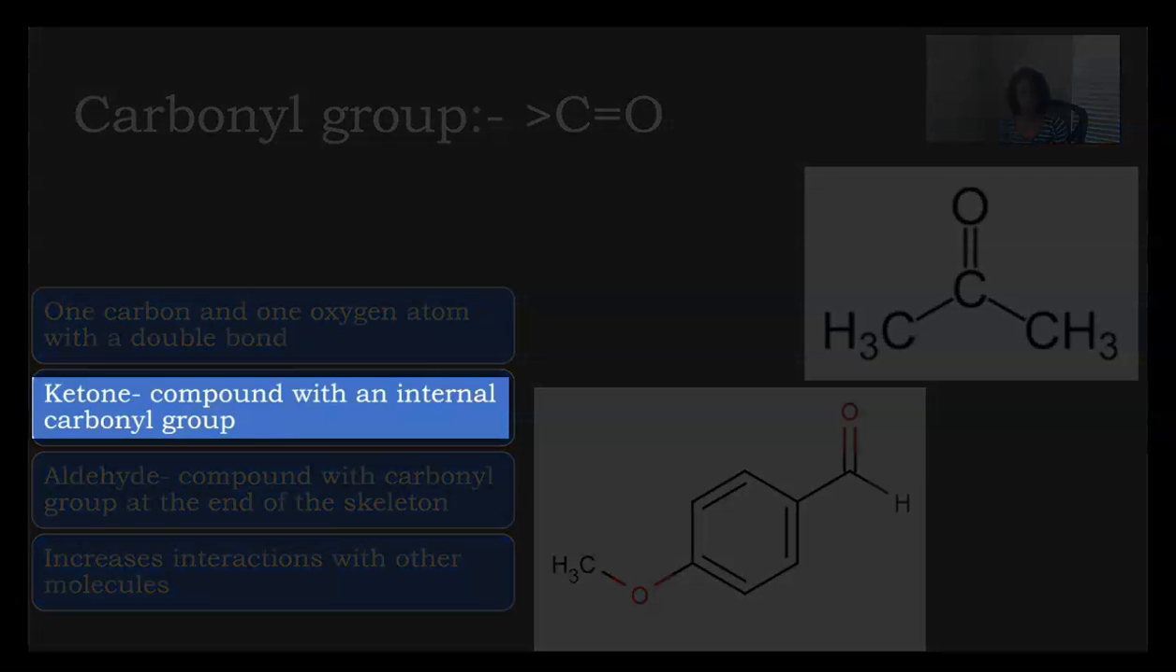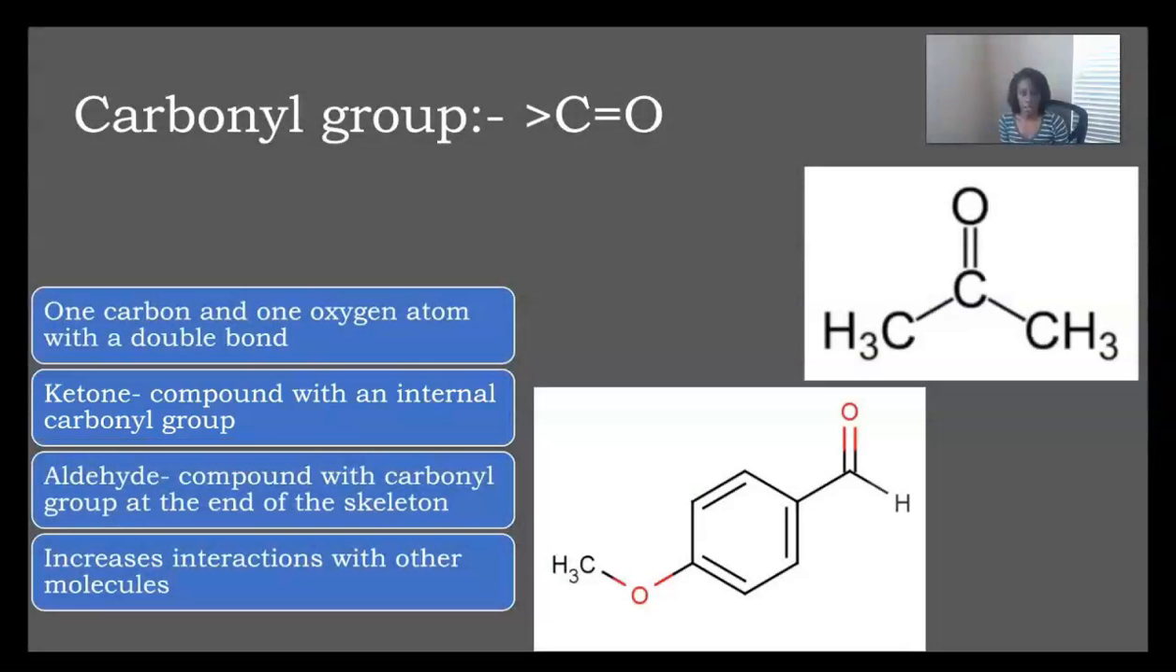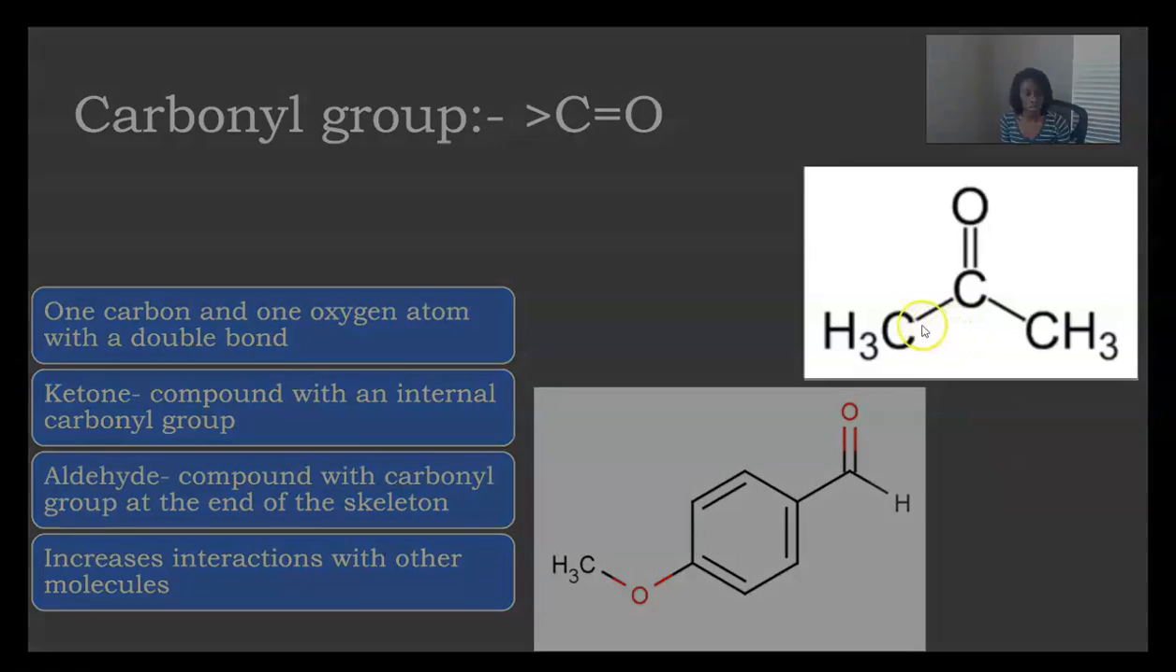And a ketone is going to have the carbonyl in the middle, or at least internally within the carbon skeleton, not at the ends. Now, ketones tend to end with the suffix -tone, T-O-N-E, and aldehydes tend to end with -al, like propanal or ethanal. So here are some illustrations.